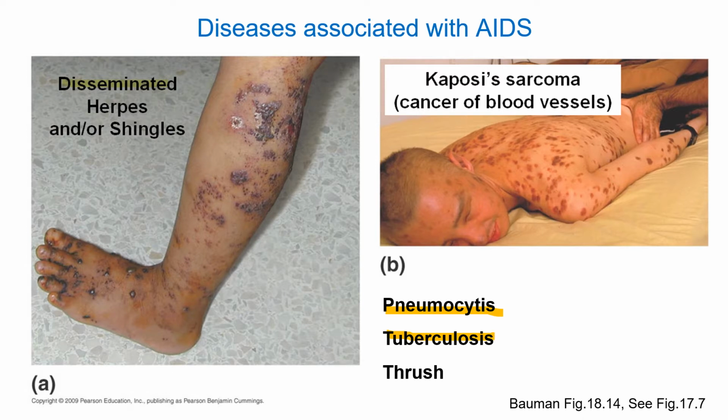Tuberculosis. This is not so common in Canada, but for people with AIDS in Africa, tuberculosis is often a common secondary infection. Thrush as well, usually found in infants, but if you have AIDS, then it may actually be knocking down your immune system and allowing you to get thrush.